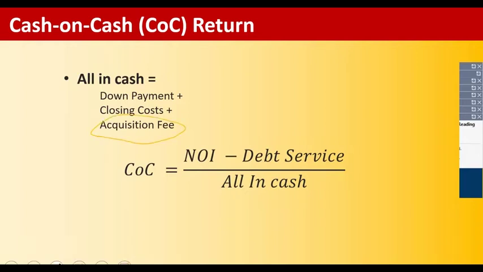And that's considered a term called all in cash. That's the total amount of cash that you invested. So your cash on cash is your net operating income less your debt service divided by this all in cash that's up here, right? So let's take a look at this example.